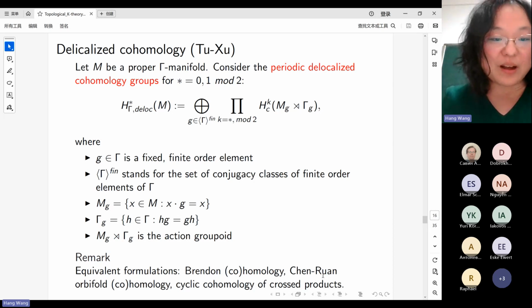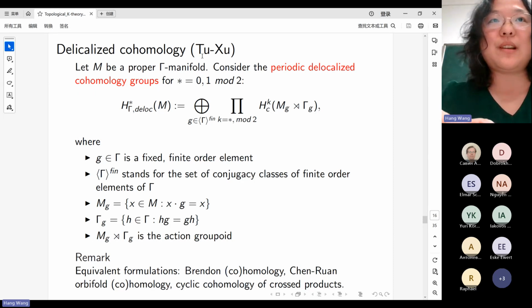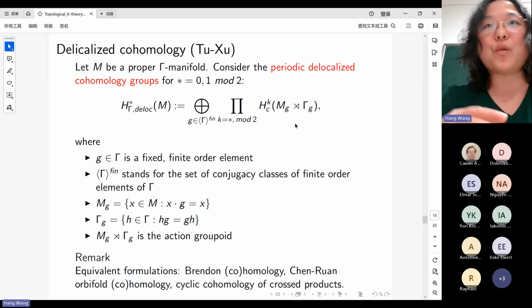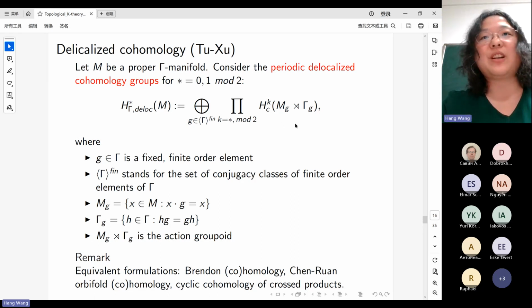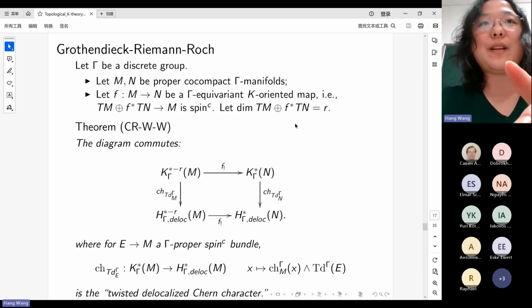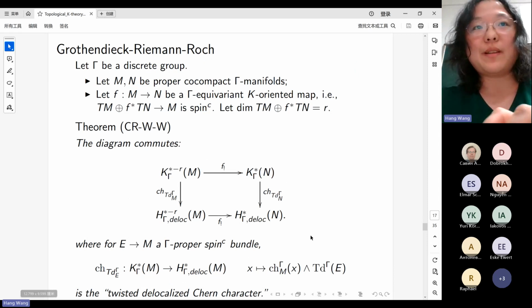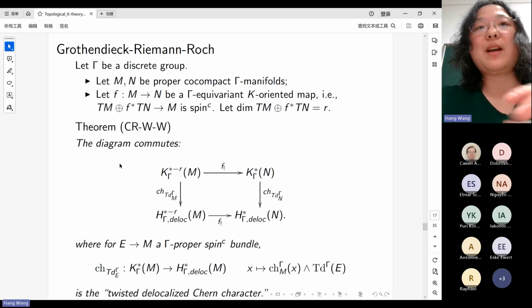Rationally, they are all the same. But we choose to use delocalized cohomology by Tu and Xu because it is more attached to the formulation of groupoids. In any case, using this delocalized cohomology, we can formulate this Riemann-Roch formula.